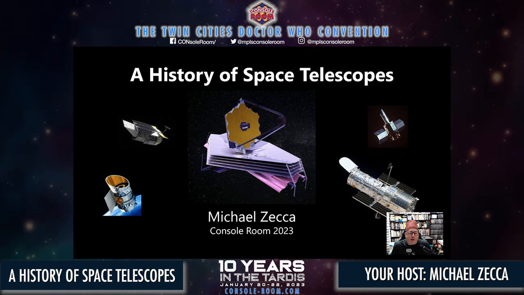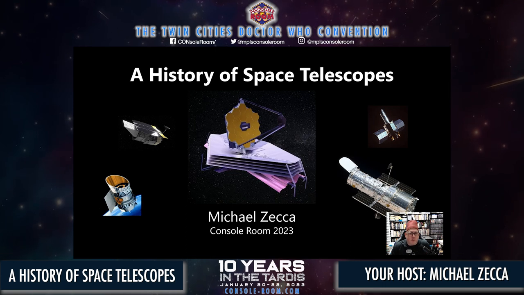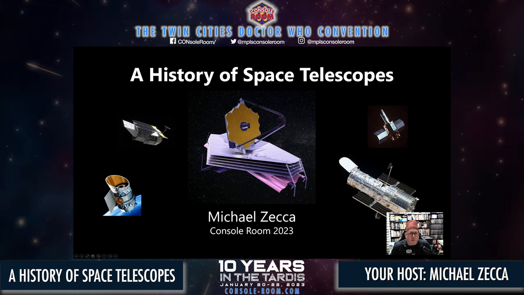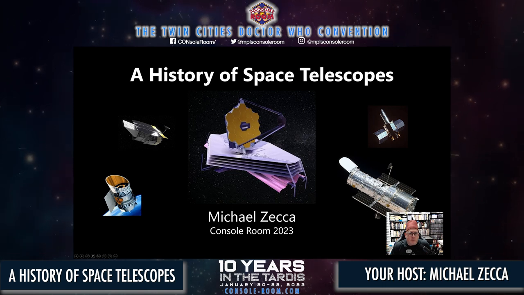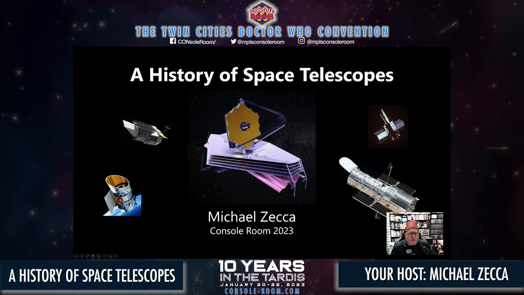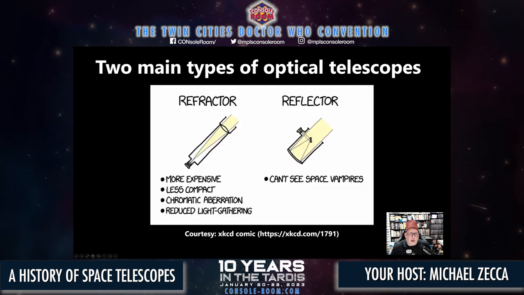All right. Well, of course, the James Webb Space Telescope has been in the news a lot in the last year, and I thought I'd give you a little background on why we put telescopes in space and how we got to this point, and a little bit more of where we're going to go from here. So let's move on to the first slide here.